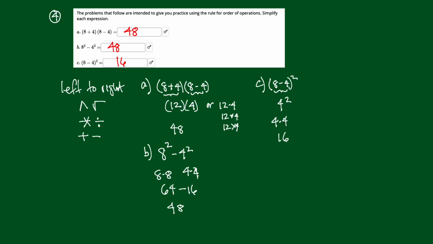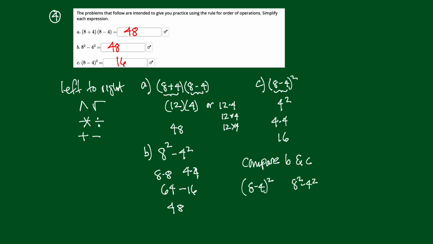Now, let's make a note here. What I want to do is compare, not C and D, B and C. Compare B and C. Now, here is C. I'm going to write that first. 8 minus 4 squared, that's C. And then here's B, right? So this is C here. And then B is 8 squared minus 4 squared.